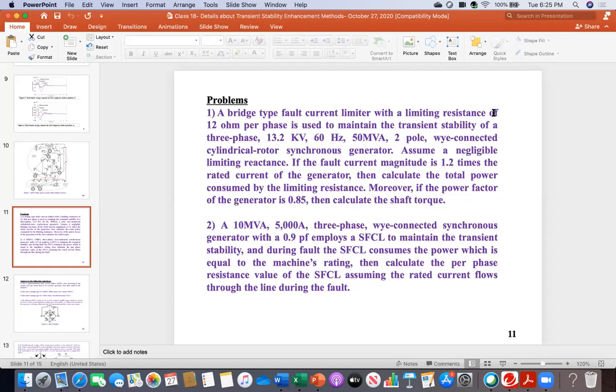You see your picture, that fault current will flow through that limiting resistance. This means there will be power consumption there. So the question is to calculate the total power consumption. When it says total power consumption, it means the total 3-phase power consumption. Of course, this 12 ohm is per phase. So if you can calculate the power consumption for one phase, then you just need to multiply by 3. That will give you the total power consumption.